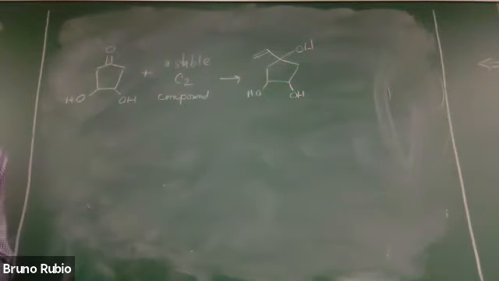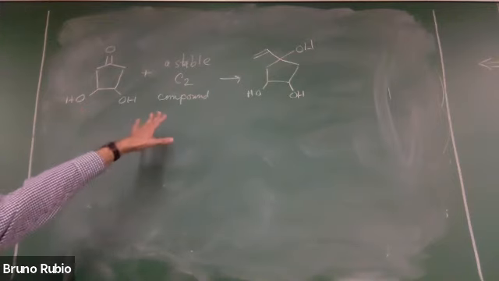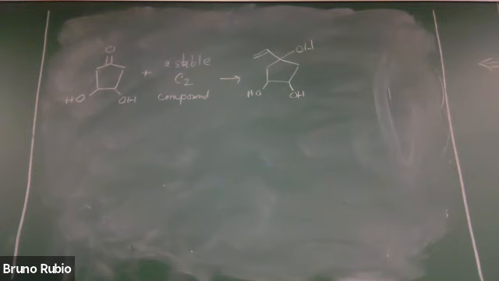Okay, so let's try to synthesize this molecule. There's a starting material, but the other compound you have to use is a stable 2-carbon compound. That means it's something that you could get at Chemicals R Us. That means not a carbocation, not a carbene, not some kind of crazy, unstable, high energy species. Something where every atom has an octet of valence electrons. It's just a regular stable compound.